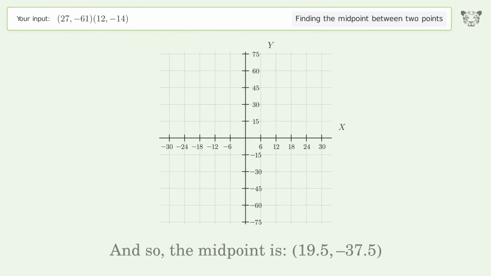And so, the midpoint is 19.5, negative 37.5.